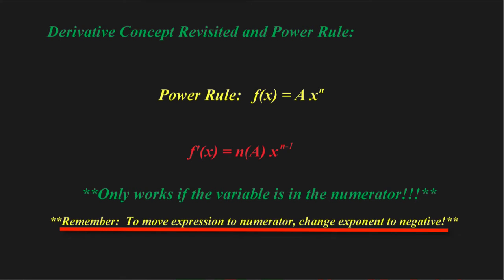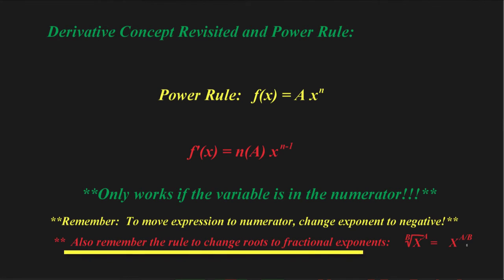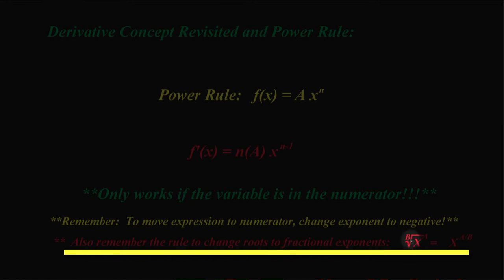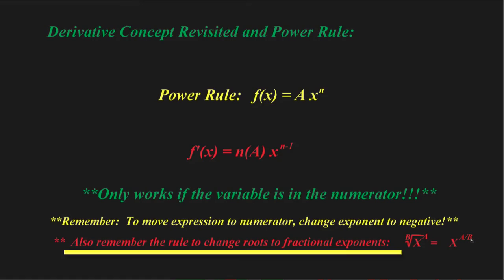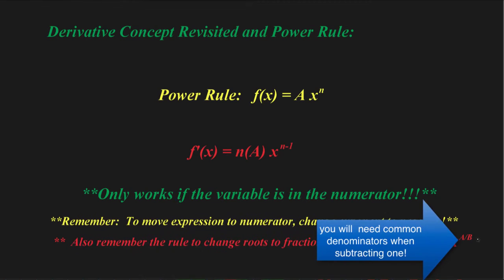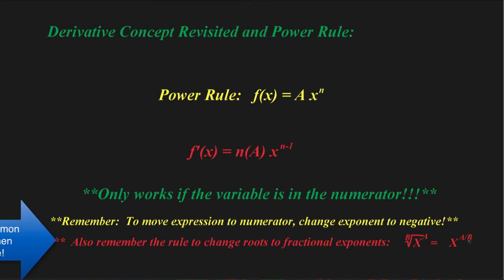The next rule is an algebraic rule dealing with roots. If you remember, if I have the b root of x to the a, that can be rewritten as x to the a over b. Then you can do your bring down, multiply, and subtract 1. Don't forget to get the common denominator when you subtract 1 from a fraction. That's basically it for the power rule.